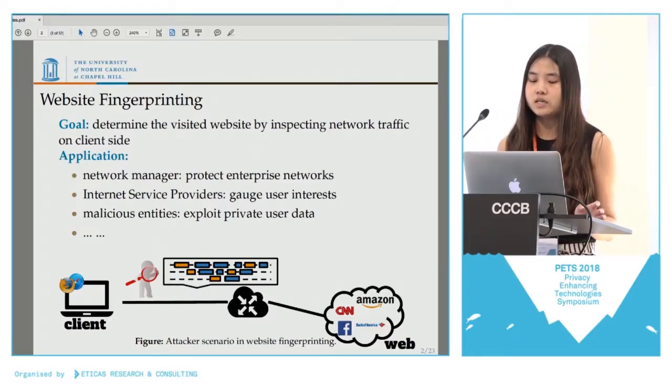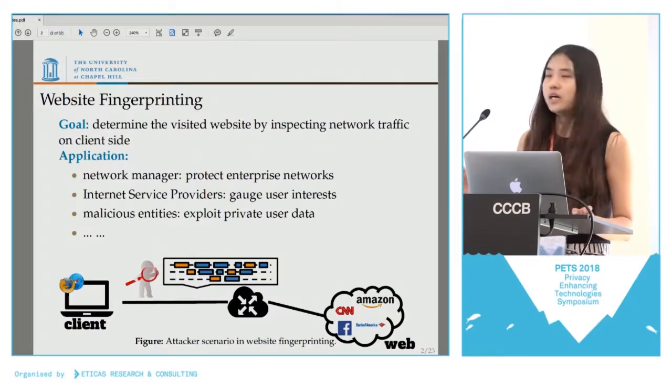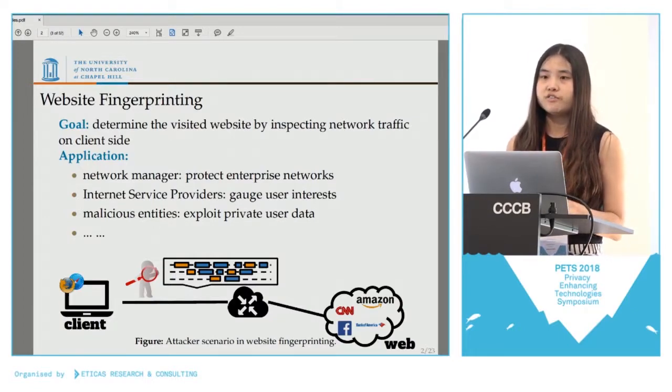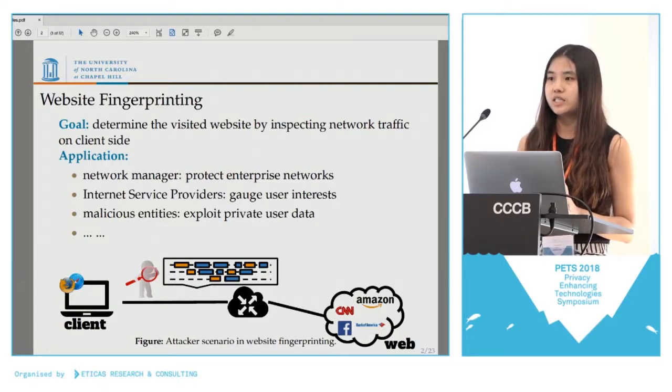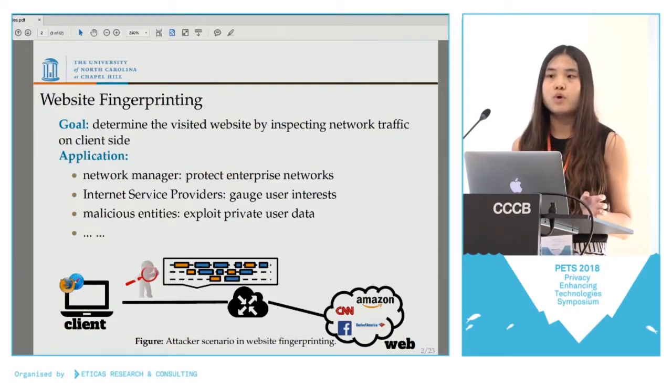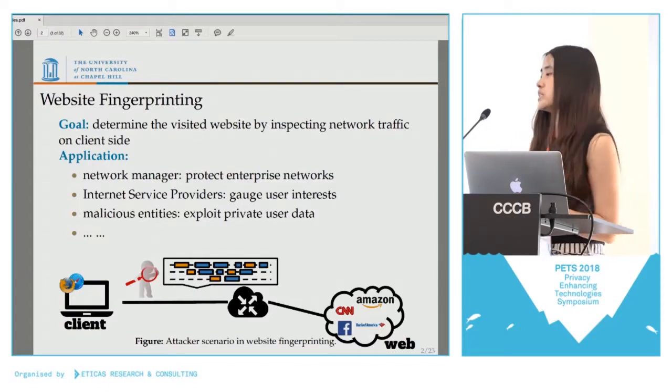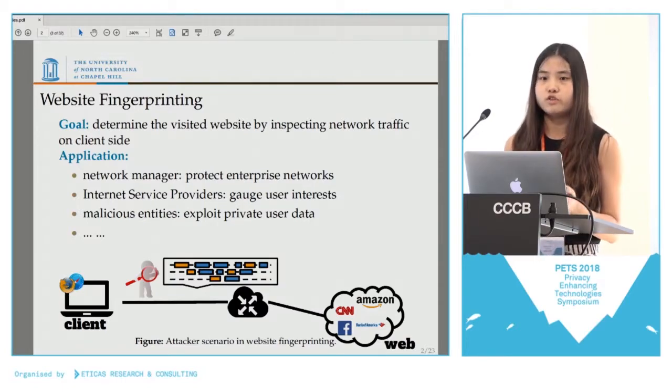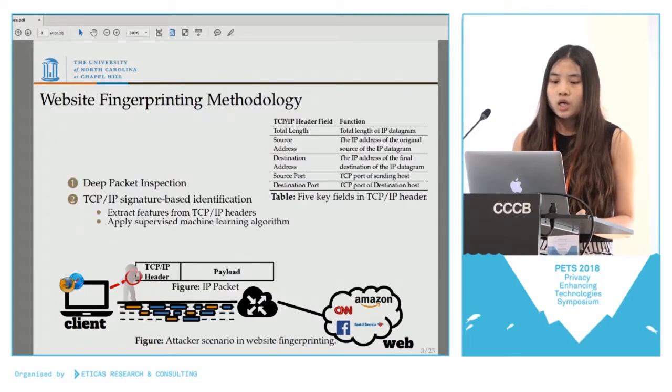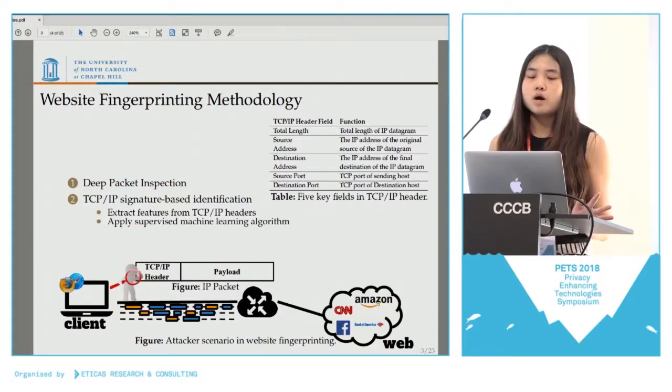In a classic attack scenario, an observer usually resides in the first link that connects the client and the internet. When a client is opening a website, all traffic going through that link will be captured by the observer for feature analysis. There are two commonly used methodologies nowadays for website fingerprinting.